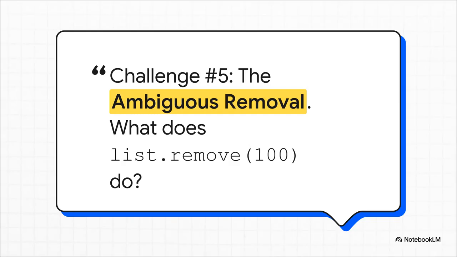All right, here it is, our final puzzle. We have an ArrayList of integers. We've added 100, 200, 100, and 200. Then we make this simple call, list.remove(100). So the question is, what is Java doing here? Is it looking for the first object with the value 100 and removing it, or is it trying to remove the element at index 100?